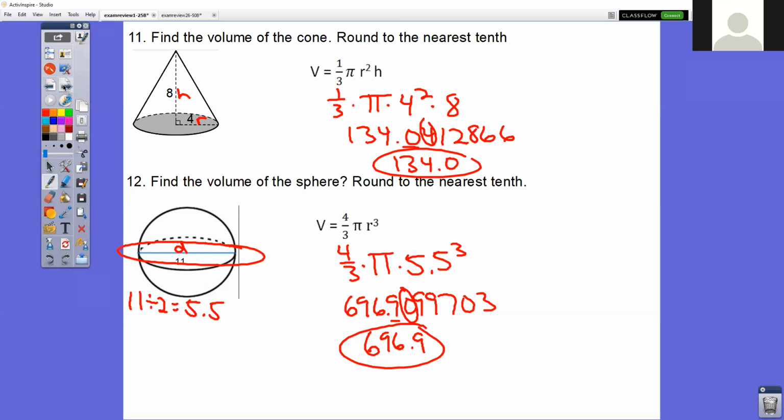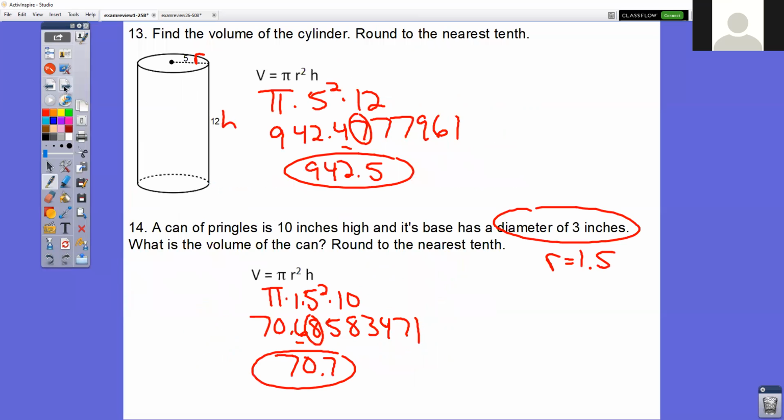In question number 12, the diameter goes all the way across the sphere. We don't want the diameter, we always want the radius, so you have to divide it by 2 first. 5.5 is your radius. So when you go to do the formula, you're subbing in a 5.5 for your radius. You're not using the 11 in the formula. 4/3 times pi times 5.5 cubed, you get 696.9 when you round.